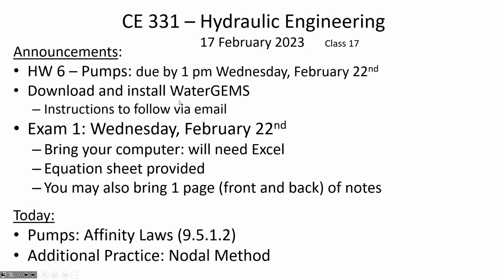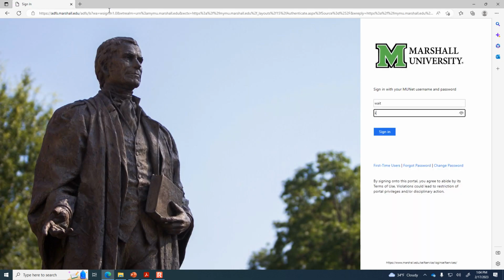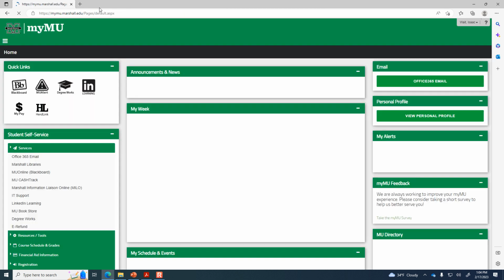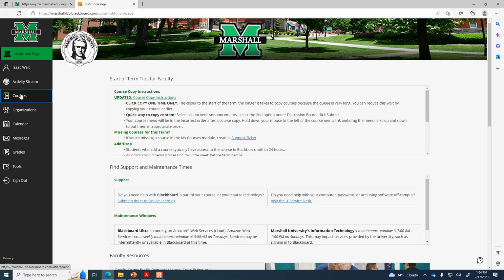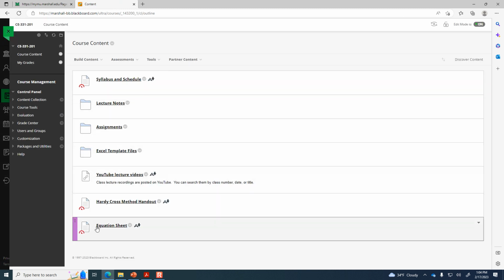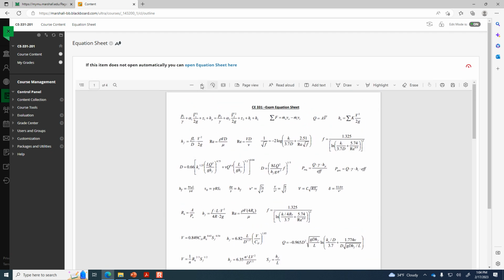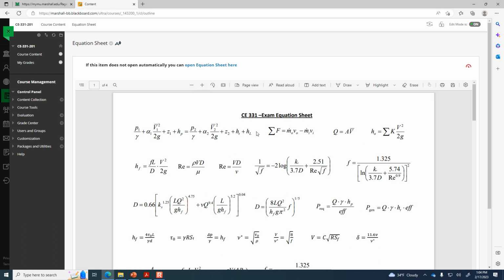All right. Regarding the exam on Wednesday, I'm going to provide you with an equation sheet, and let me show you where you can find that if you want to look it over and familiarize yourself with it. It's on Blackboard right now. It's 4 pages long. It's a really long formula sheet. Let's look at it briefly down here at the bottom, equation sheet. I think you're going to already recognize a lot of what's on here. You've got the energy equation, momentum equation, continuity, local losses, Darcy-Weisbach equation, and so on and so forth.